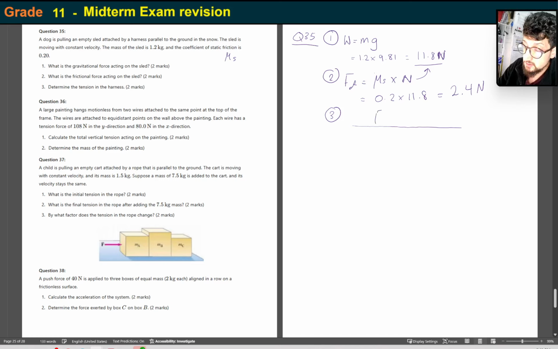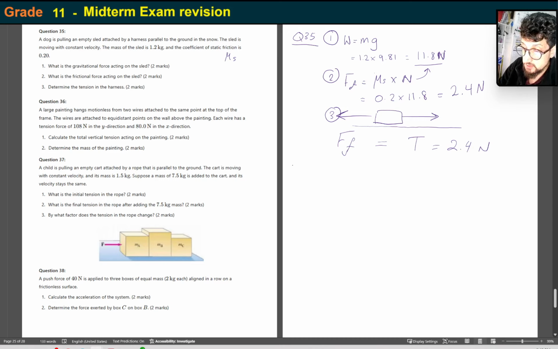So the only thing determining the tension in the string or in the rope is going to be the friction force. And since it's going at constant velocity, it means that these forces are balanced. So this is the friction force over here, and over here we've got the tension force, and they're going to be equal. So the tension force is also going to equal 2.4 newtons in size, at least. It's equal in magnitude but in the opposite direction to the friction force. Okay, and that's how we do that one.